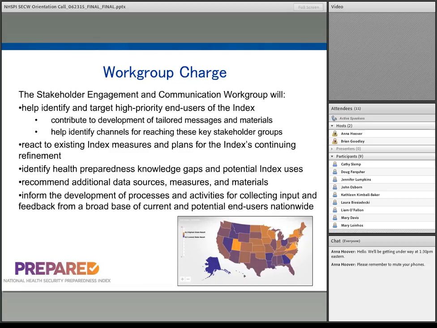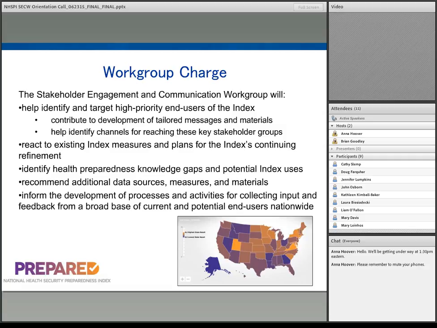We'll also work together to identify where the knowledge gaps are and some of the potential uses of the index to help fill those knowledge gaps. We'll be asking you all to recommend additional data sources, measures, and materials. One of the things about bringing new people in is you have new perspectives and new experiential knowledge that you can share with us. Perhaps there are data sets that have measures that will be very valuable for this, and we're just not familiar with them because they're not in our background. So I would love for you all to be thinking about those kinds of things.